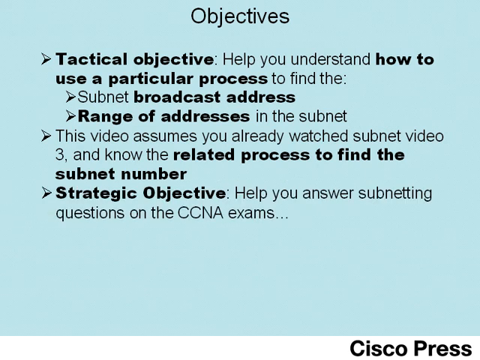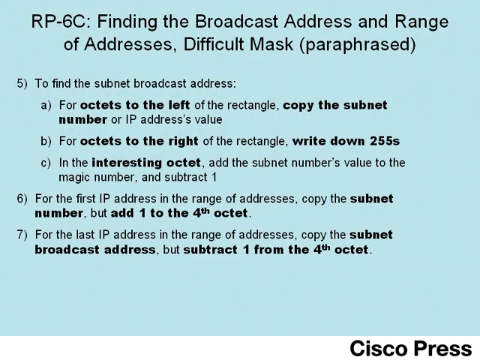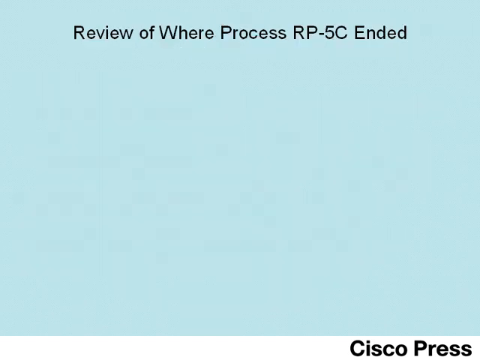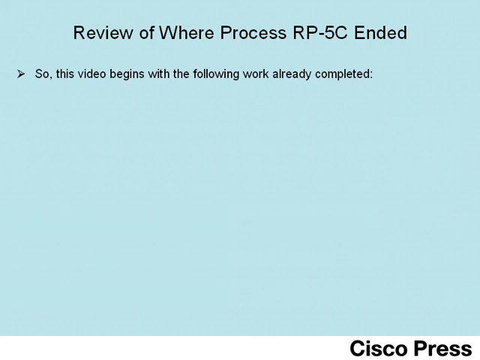And as with all these subnetting videos, the strategic objective is to help you prepare for the CCNA exams so you can do subnetting questions quickly and with confidence. For easy reference, the screen now shows a copy of the text of the process that will be demonstrated in this video. Notice that this process starts with step 5, and it's numbered this way because the associated process that finds a subnet number has 4 steps, so this process just picks up where that other process stops. Feel free to go back and watch subnetting video 3 at this point. However, a brief review of the results of that video may be all that you need.